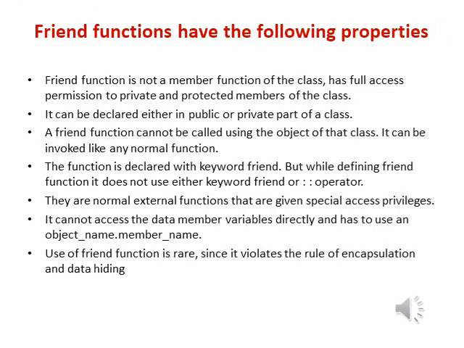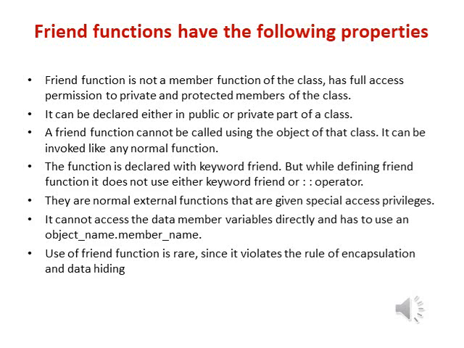Here are the properties of friend functions. A friend function is a non-member function of a class which has full access permission to private and protected members of a class. It can be declared either in the public or private part of the class. Of course, it can be declared anywhere inside the class. A friend function cannot be called using the object of that class, but it can be invoked like any other normal function. The function is declared using the keyword friend, but while defining the function, the friend keyword should not be used.